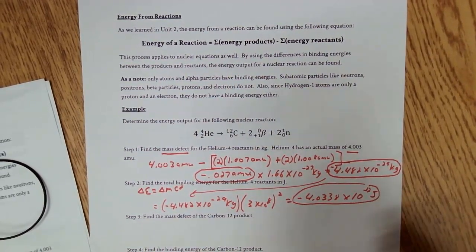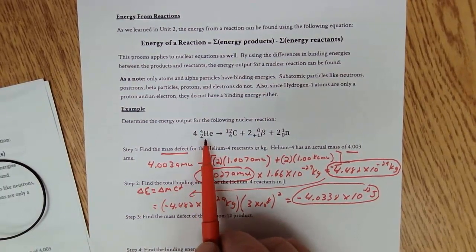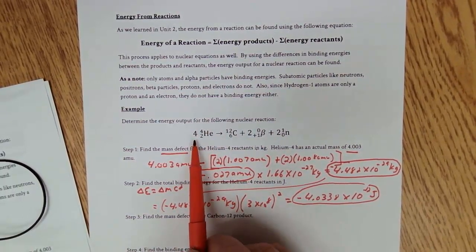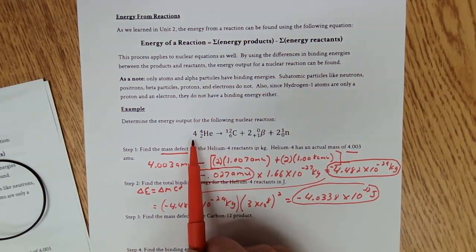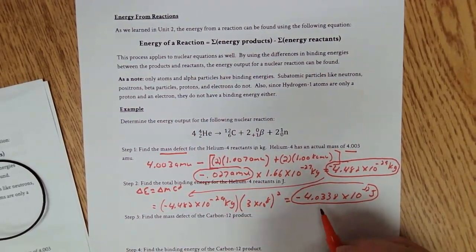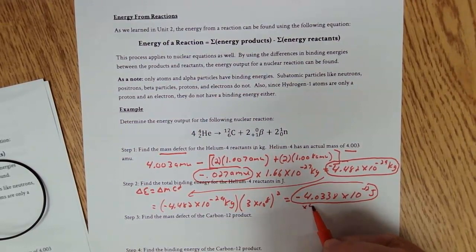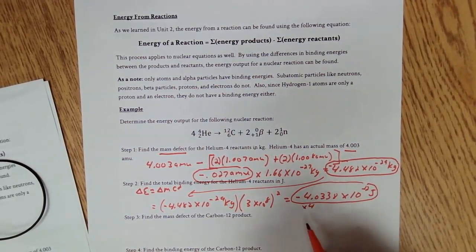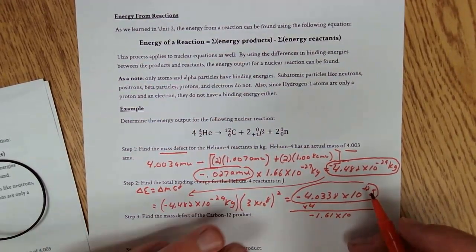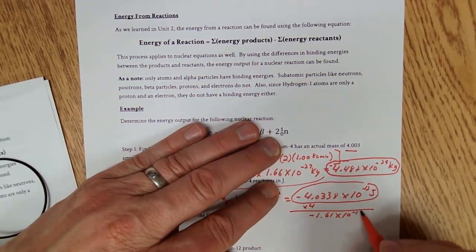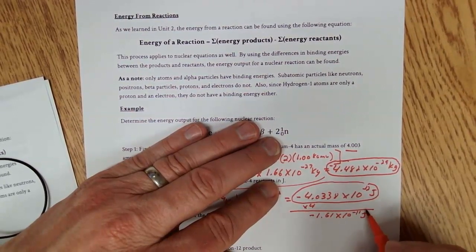Okay, now here's one little new thing. If you look at my equation here, I actually have 4 of those. So I have 4 atoms or 4 moles of this. All right, so we need to make sure we multiply this by 4. So we're going to multiply this value by 4 because I have actually 4 atoms on that side. Okay? And when I do that, I get an answer of negative 1.61 times 10 to the negative 11th joules.